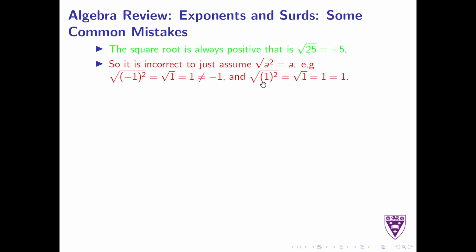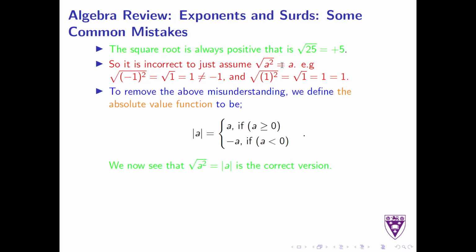But if you have 1 squared, you can always take the square root of 1, and the square root is always positive, so you're going to get a 1, and 1 is the same as 1. In this particular case, this is true. So it is true when a is positive. Right. Now that we have that, how do we remove this misunderstanding?